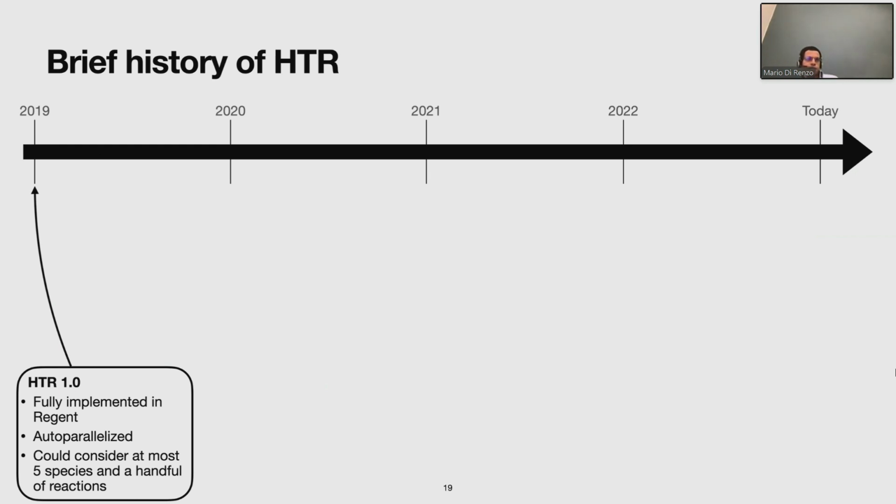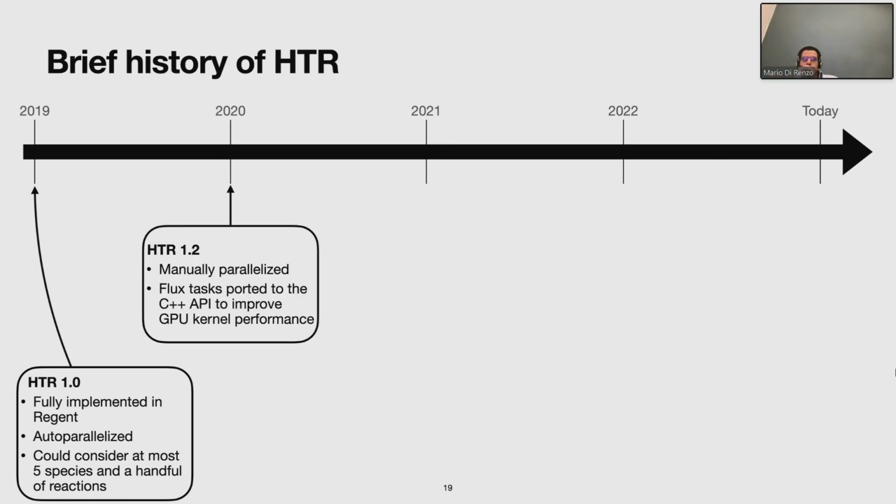However, as the number of applications of HTR grew, we had to generalize the solver and include more features. And as the solver was growing, its compile times were also growing, and we started making some changes. Particularly in 2020, we started changing the parallelization strategy to a manually parallelized implementation, and porting some of the tasks to the C++ API to improve the efficiency of some kernels.